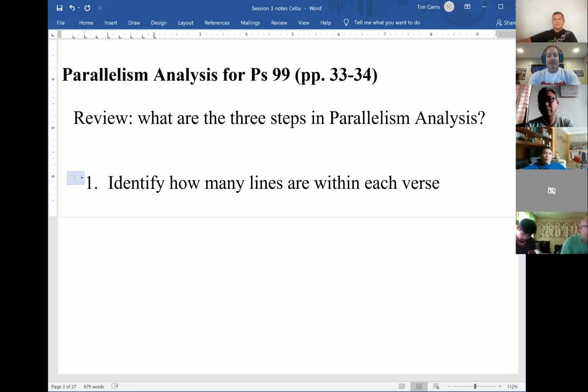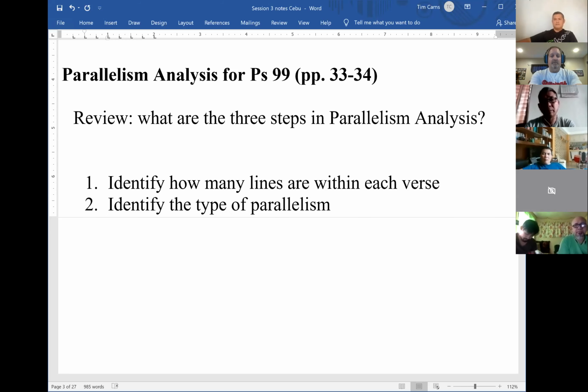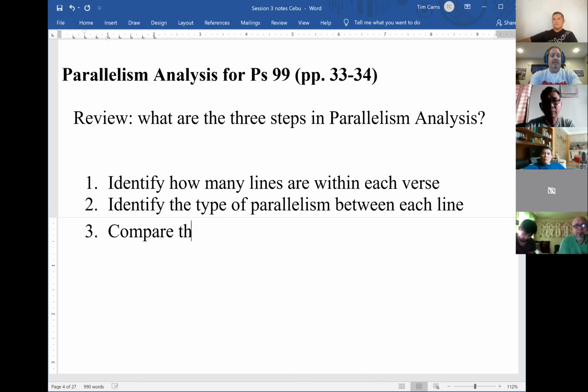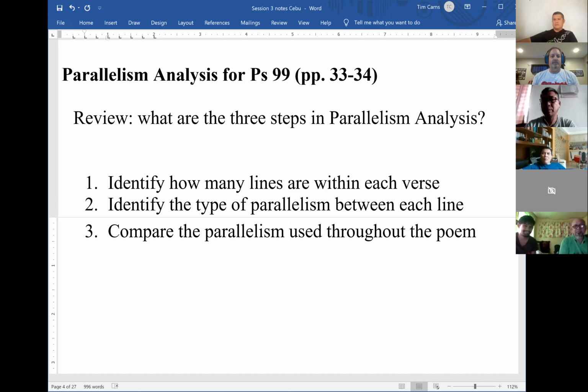That's the second step, is then to identify the type of parallelism between each line. And then the third step is basically to compare the parallelism used throughout the poem. And we'll talk about that when we get to it. So last week, we went through how many lines were within each verse.